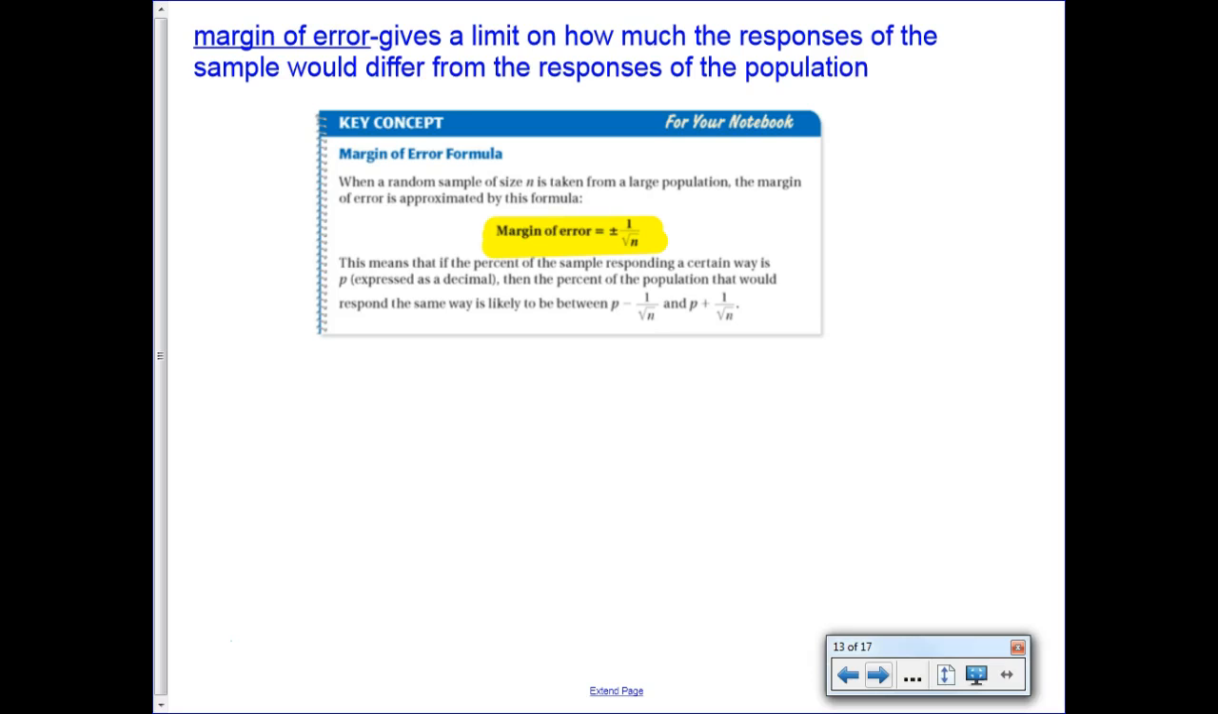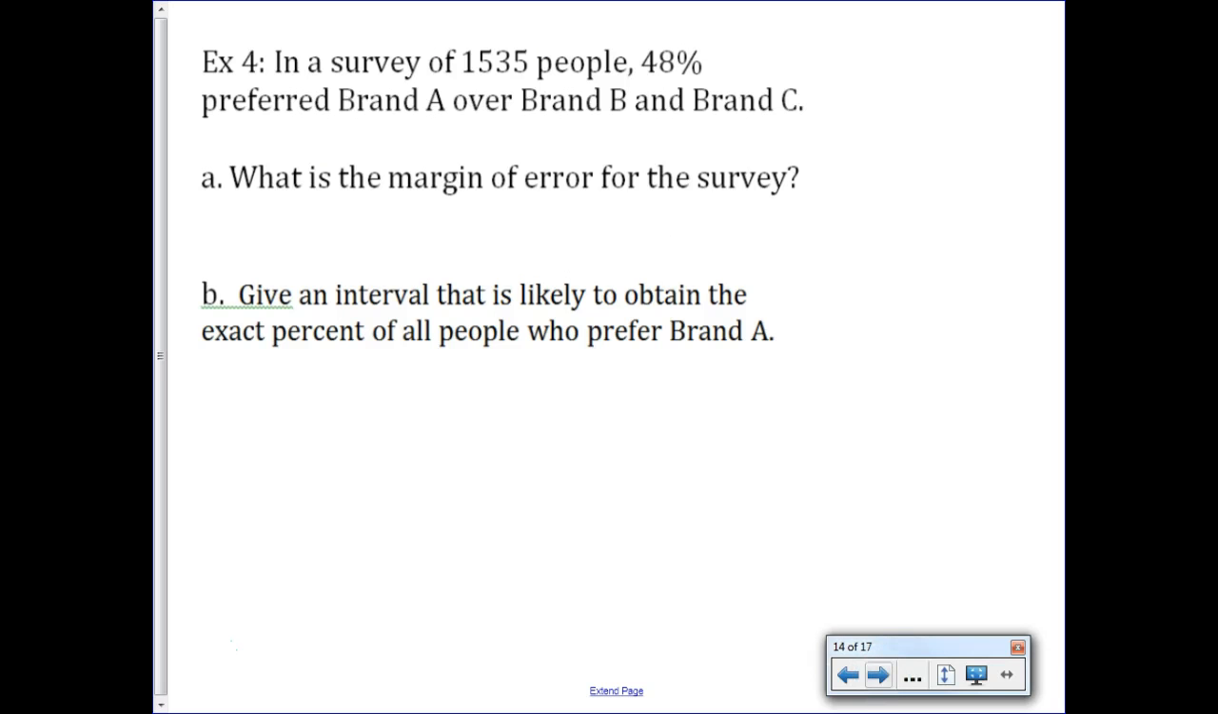So, if we are looking at this one, in a survey of 1,535 people, 48% preferred brand A over brand B and brand C. What is the margin of error for the survey? Well, margin of error is plus or minus 1 over the square root of the number of people, so 1,535. So then it's approximately plus or minus 0.0255, or about plus or minus 2.6%.